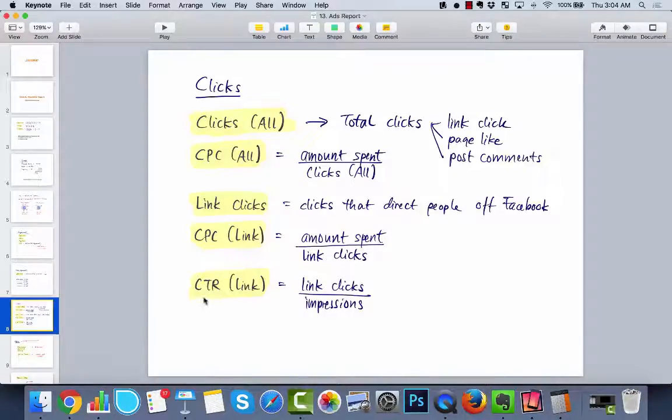Then there is a metric which is click-through rate for the link clicks, which is calculated by the number of link clicks that happen divided by the number of impressions. So the higher the click-through rate, the better your ad performance, which means that more people click on your ad.